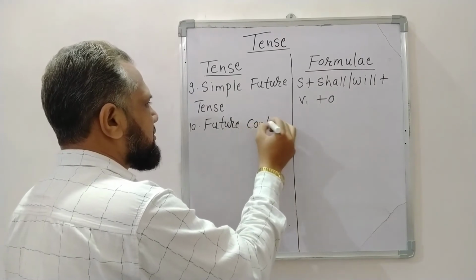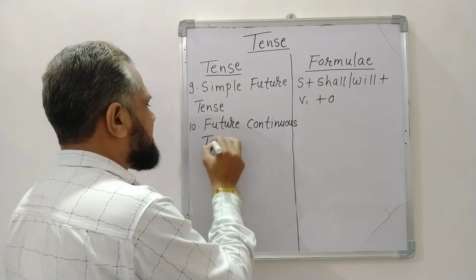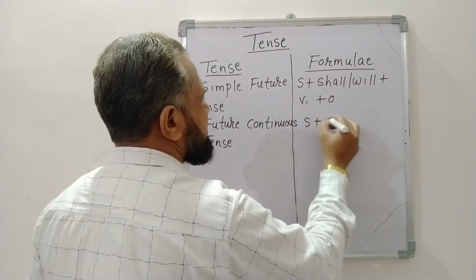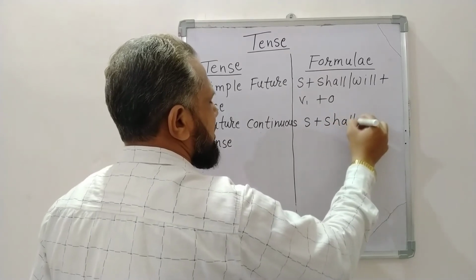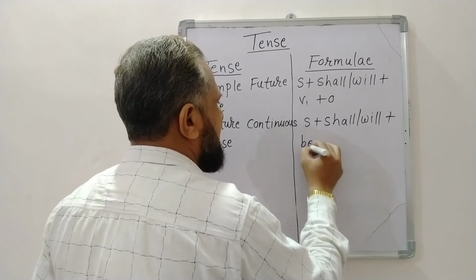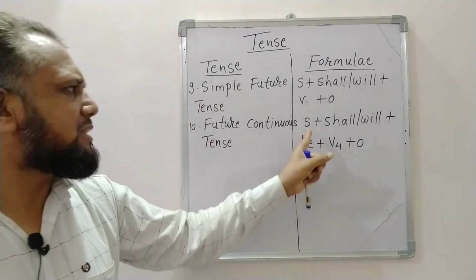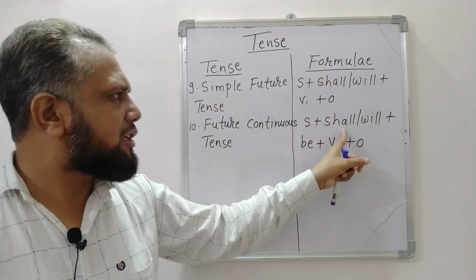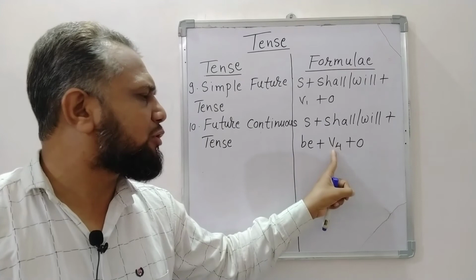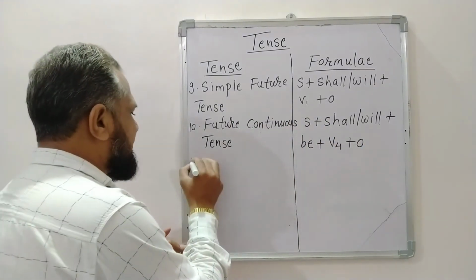The 10th is future continuous tense, and its formula is subject plus shall or will plus be plus V4 plus object. Means subject, thereafter either shall or will, thereafter be, thereafter the fourth form of verb V4, and in the last object.